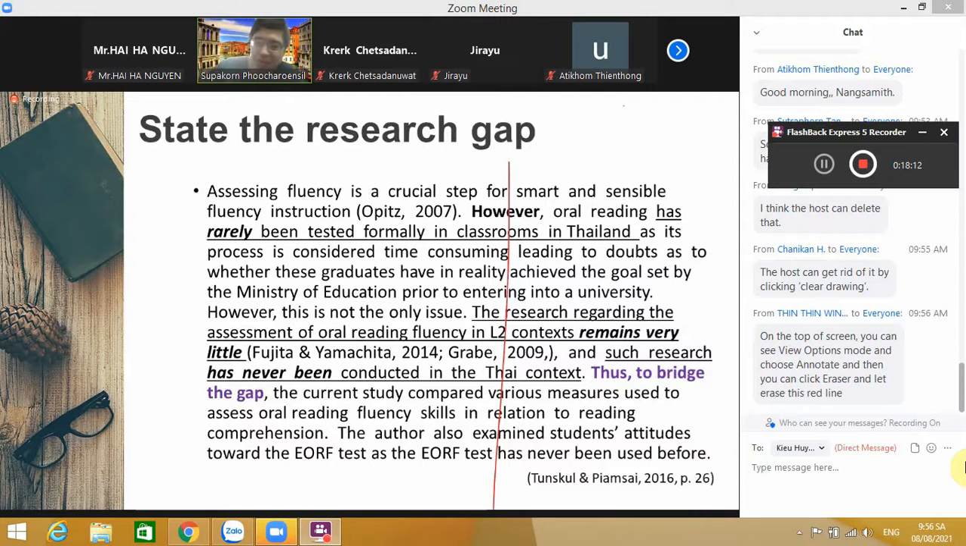And then you can state the reason. The research regarding the assessment of oral reading fluency in the L2 context remains very, very little, right? And you can cite people who are in the field like William Grabe, right?